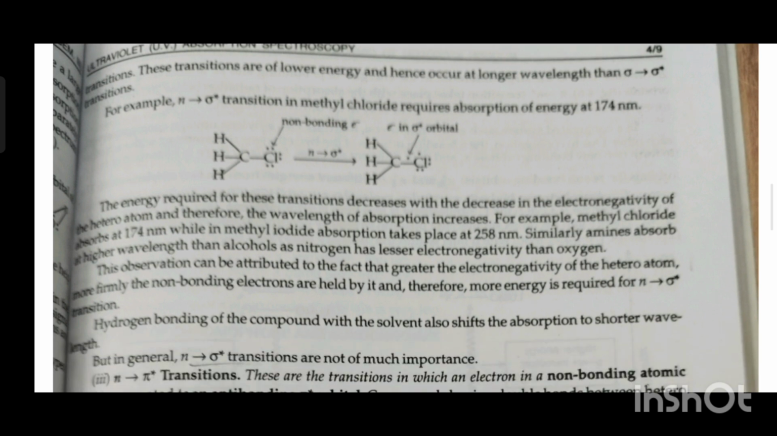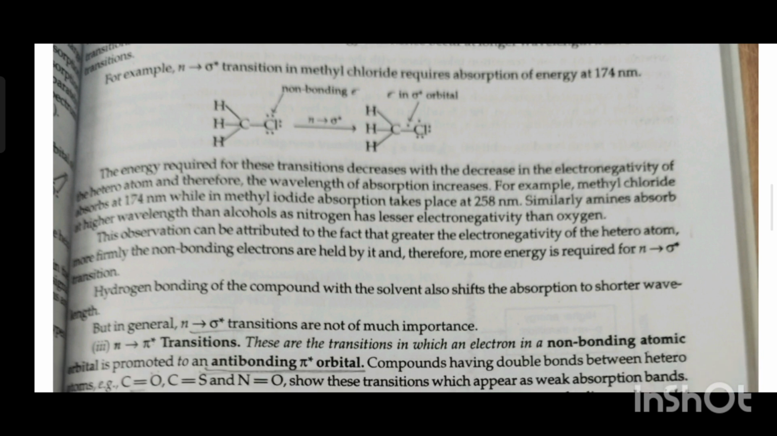The energy required for the transition decreases with the decrease in electronegativity of the heteroatom, and therefore the wavelength of absorption increases. For example, methyl chloride absorbs at 174 nanometer while methyl iodide absorption takes place at 258 nanometer. Similarly, amines absorb at a higher wavelength than alcohols, as nitrogen has a lesser electronegativity than oxygen.